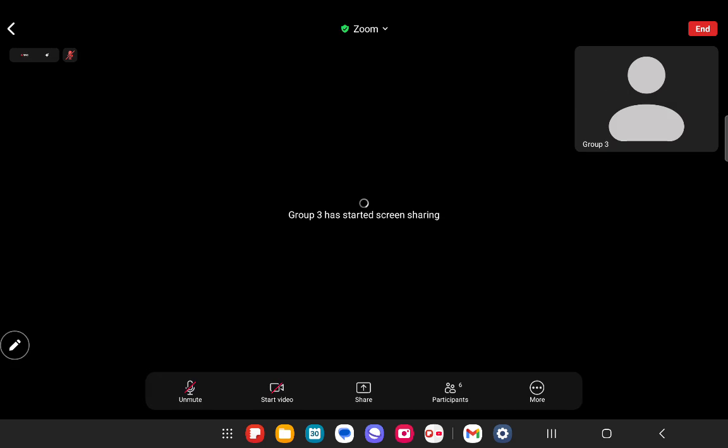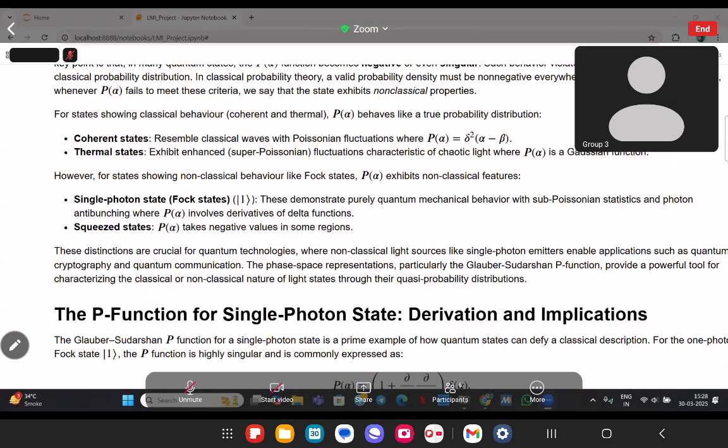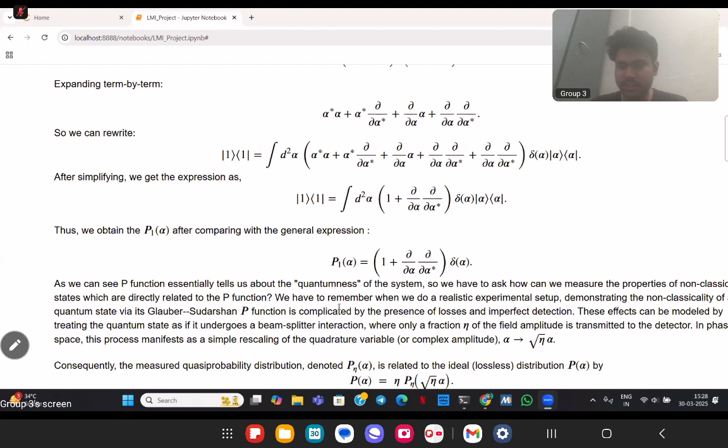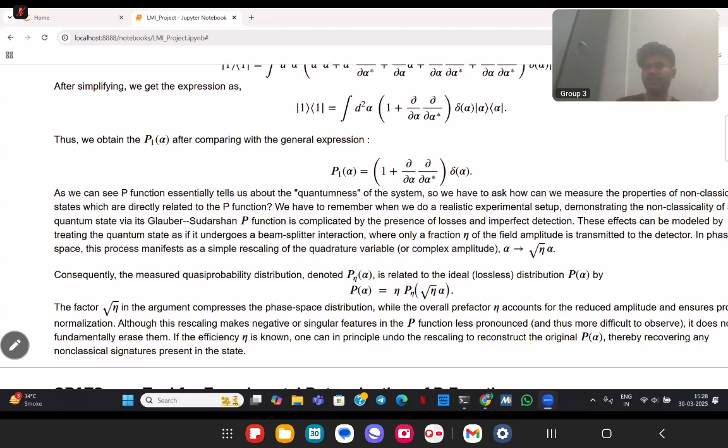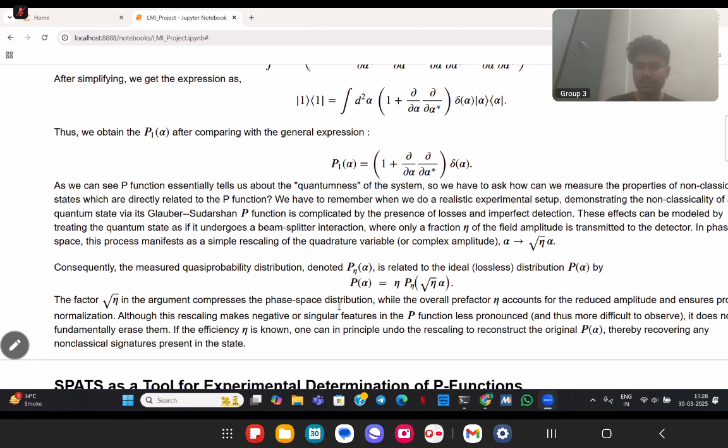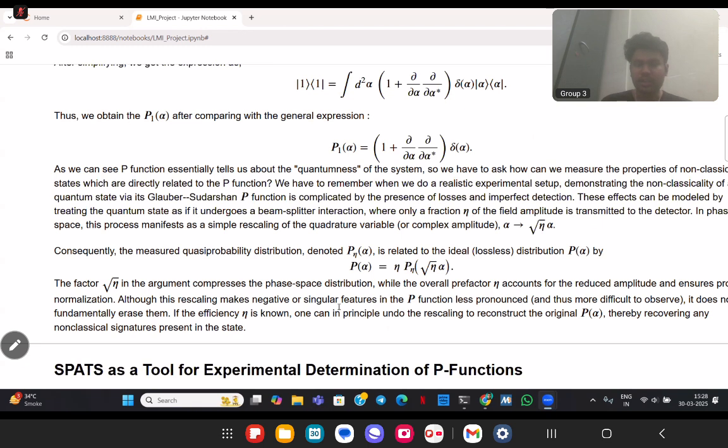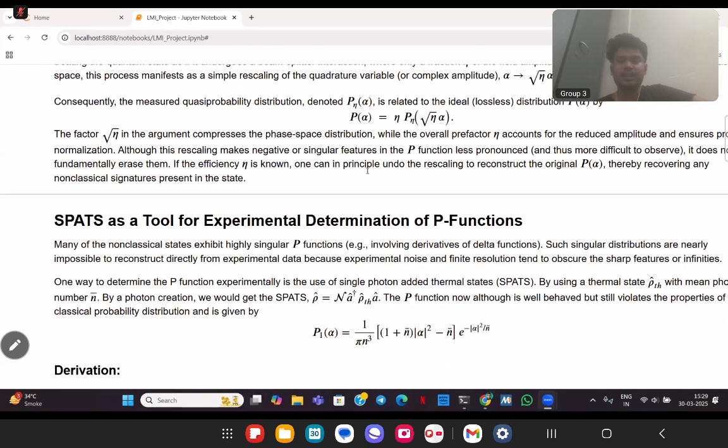So this distinction isn't just mathematical, it's crucial for quantum technologies. Non-classical light enables applications like quantum cryptography, where single photon states provide security against eavesdropping. The P representation gives us a powerful tool to quantify this non-classicality through its departure from classical probability distribution. With that, I will hand it over to our previous speaker, Mr. Tushar Kumar Jain, who will introduce us to single photon added thermal states, called SPATs. Thank you.